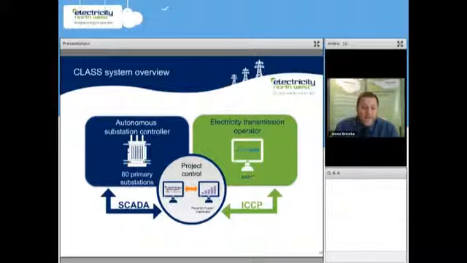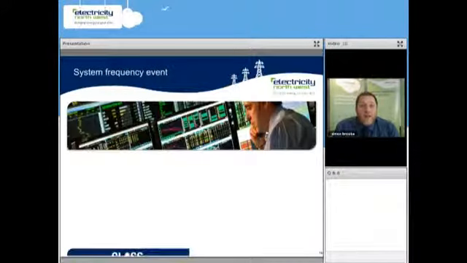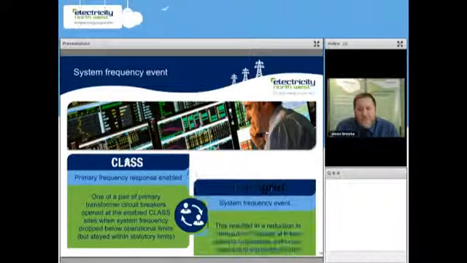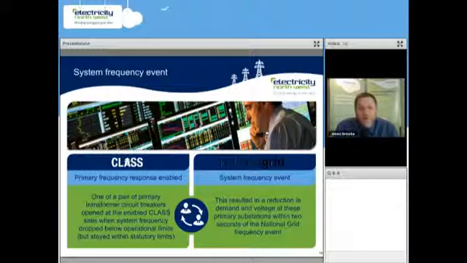So today, there are various CLASS functions. We have a peak lopping function, which will save on transformer reinforcement. There's a tap stagger function, which looks at voltage control. We have a demand boost and demand reduction, but today in terms of trials I'm going to be talking about primary frequency response. There are two types, a primary and a secondary.